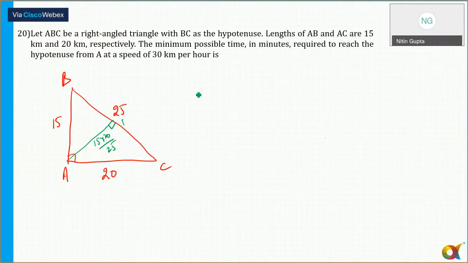The length of AD is 15 into 20 by 25, and this comes out to be equal to 12. So what is the time? Time is equal to distance upon speed. So distance is 12 kilometer and speed is 30 kilometer per hour. So 12 by 30, and convert this into minutes, so multiply it by 60. So that's equal to 12.